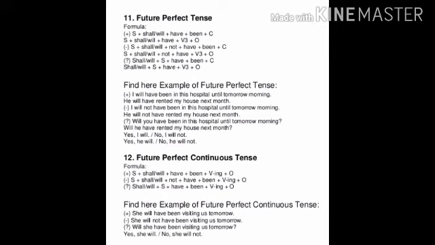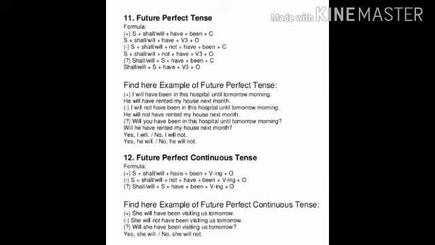Now in positive we can see affirmative sentence, I will have been in this hospital until tomorrow morning. Instead of that, we can also say he will have rented my house next month. Here we have used rented and we have not used been.